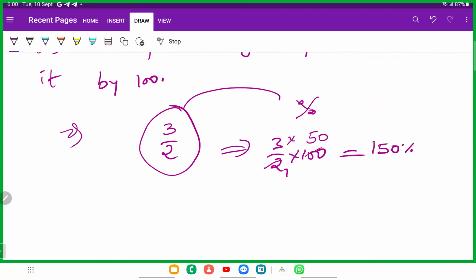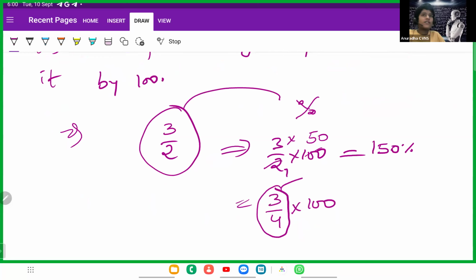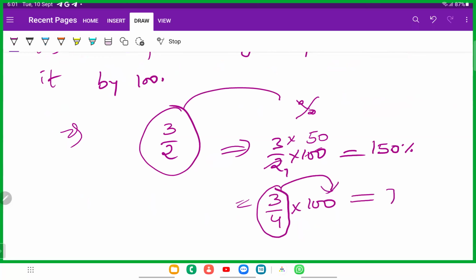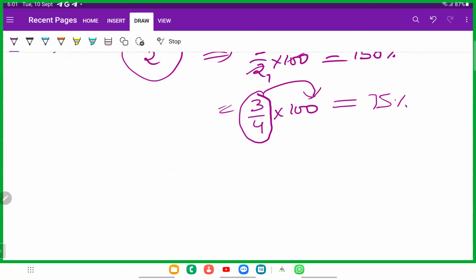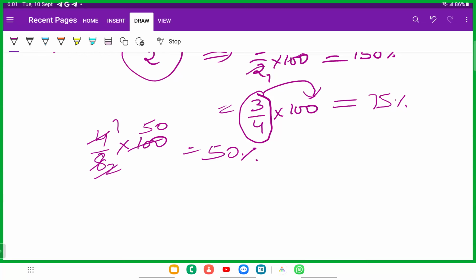Similarly, if I write 3 by 4 into 100, so 3 by 4 is your fraction, that would be 75%. Similarly, if I write 4 by 8 into 100, so 4 ones, 4 twos, 2 ones, 2 fifties, this is 50%. So usually you convert a fraction to a percentage by multiplying it with 100. Any confusion in this? No, sir. Okay, great.